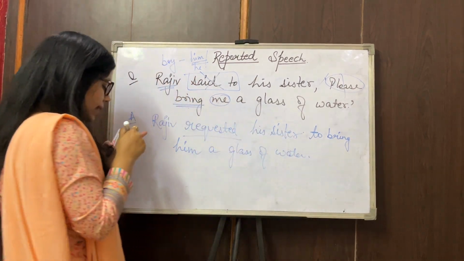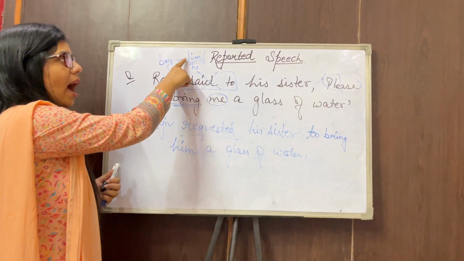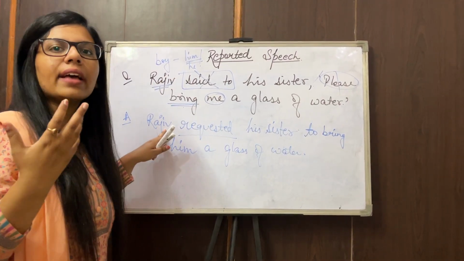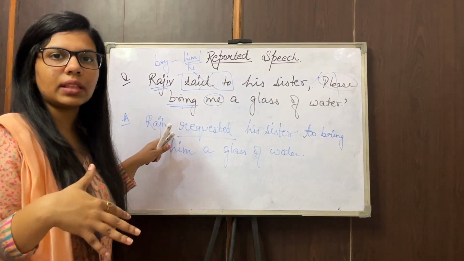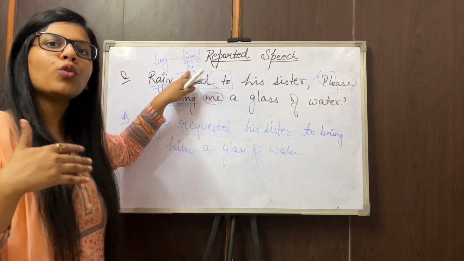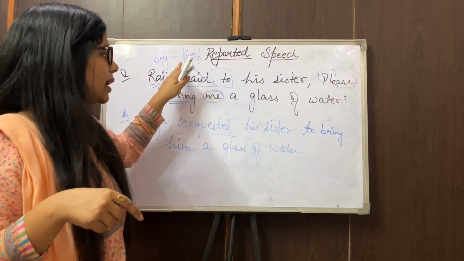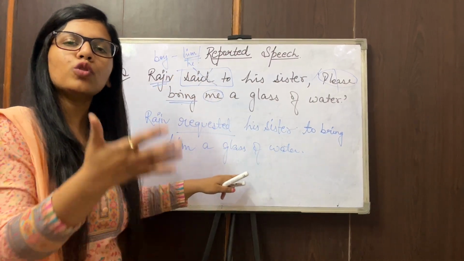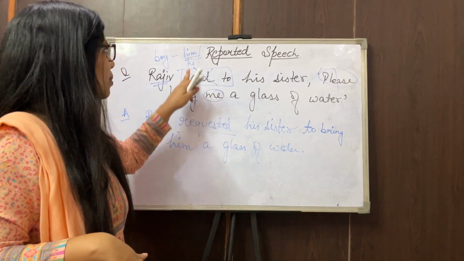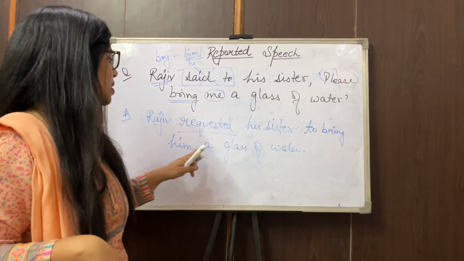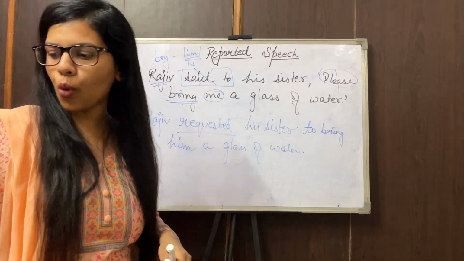Okay. In case you are confused why we have used him and not he, it is because here Rajiv is acting as the object. He is receiving the thing. ठीक है. He कब आता? जब वो कोई काम कर रहा होता तब he आता. पर अभी यहाँ पर वो ऑब्जेक्ट है, उसको पानी का ग्लास मिलेगा, वो कुछ रिसीव कर रहा है, तो यहाँ पर हम कौन सा प्रोनाउन यूज करेंगे? Him. So Rajiv requested his sister to bring him a glass of water.